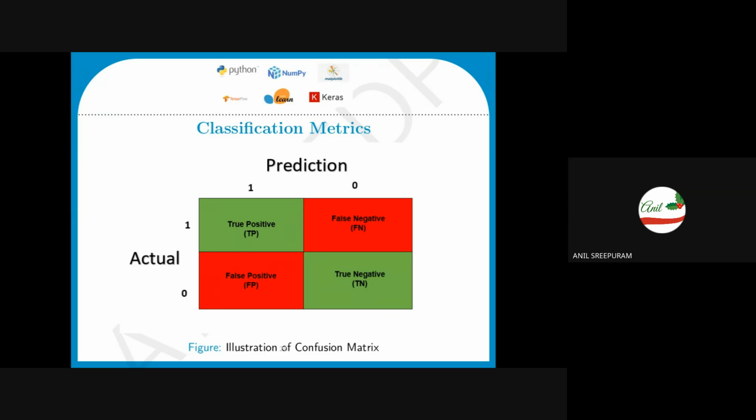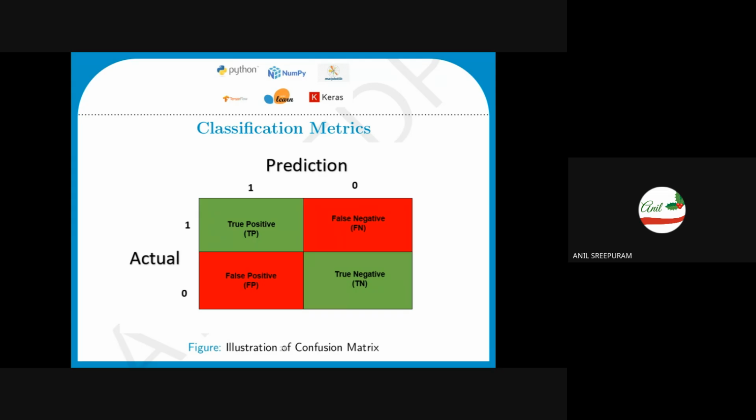True positive means it was actually class 1 and the model is also predicting it as class 1. How many samples in the whole testing data set actually belong to class 1 and are also predicted by the model to be in class 1? How many such samples are correctly classified in the class 1 category? That number is called TP. And how many are correctly classified into class 0? That is called a true negative.